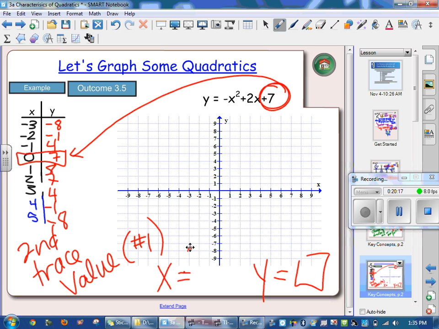Then we've got -1 and 4. Then we've got 0 and 7. Then we've got 1 and 8. Then we've got 2 and 7. Then we've got 3 and 4. 4 and -1. 5 and -8. Now, what do you notice about the distance between the points on the graph?